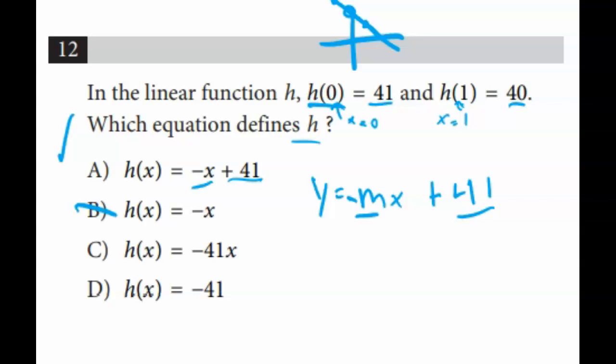B doesn't give us the y-intercept. C, that's not the slope. It's giving us a negative. It's mixed up the y-intercept with the negative slope, so that's wrong. And then D doesn't even include an x value. That should be just a vertical line, but that's incorrect. So A is going to be the best answer choice here for 12.